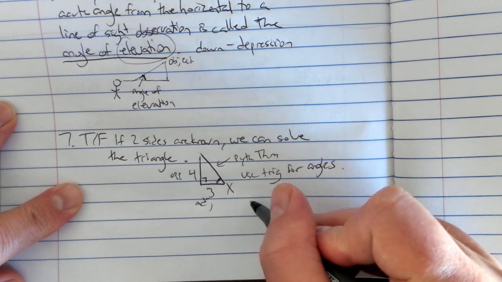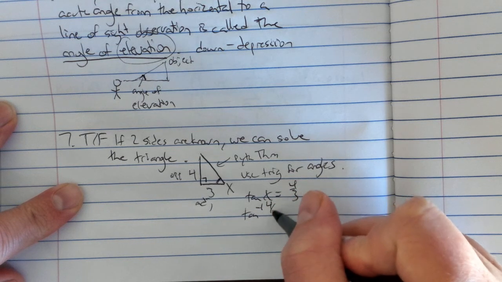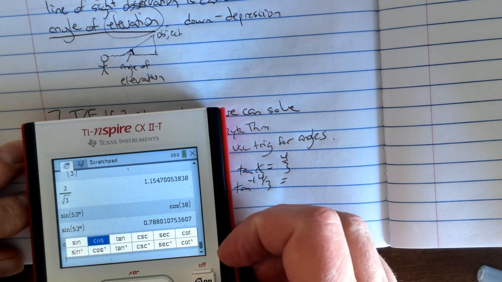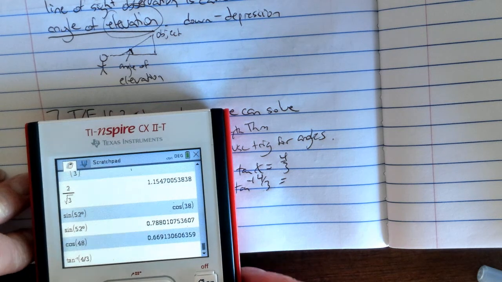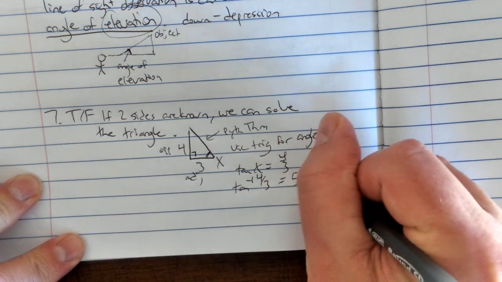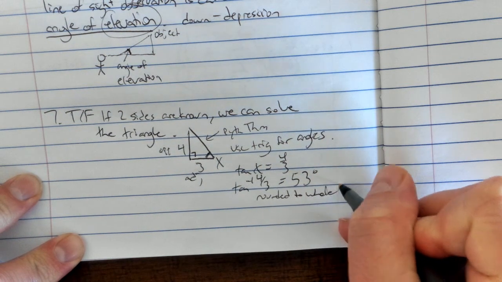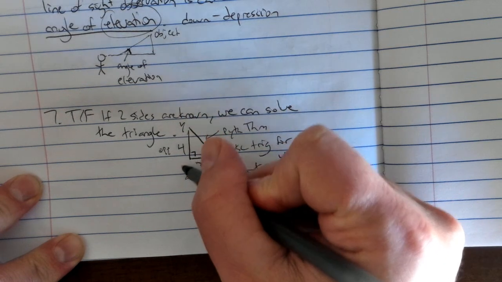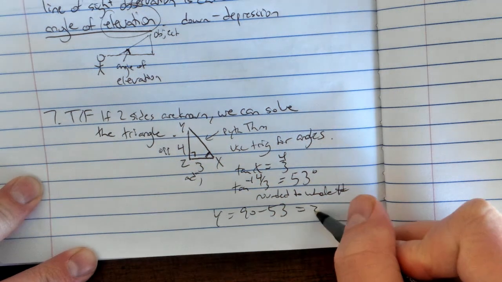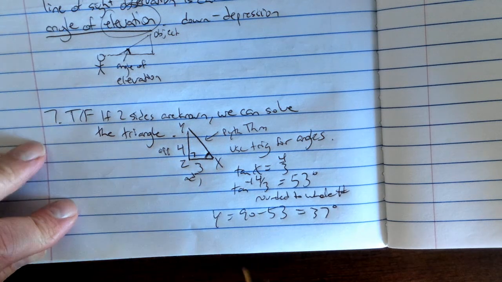So you'd say tan x equals 4/3. So tan inverse of 4/3, that's 53 degrees, basically rounded to the whole number. And then I'm going to call this one y, this one z. So then y would be 90 minus 53. So that's 37. So it is possible, if you know two sides, to get everything. So that'd be true.